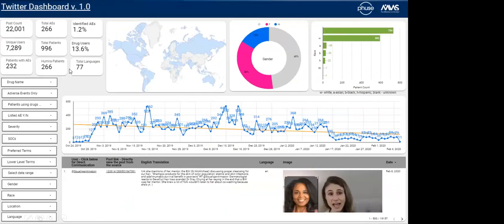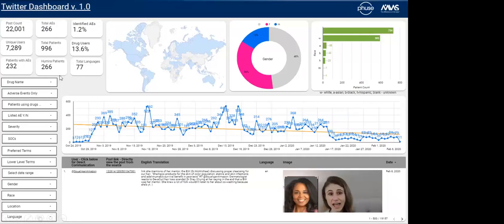dashboard. You can see here, we've collected social media data between November and our data cutoff date in early February. We evaluated 22,000 posts, of which 1.2% were identified as adverse events, and 13.6% of the users were identified as patients. We didn't try to reinvent the wheel. We used available, proven tools and integrated them into our platform and process.